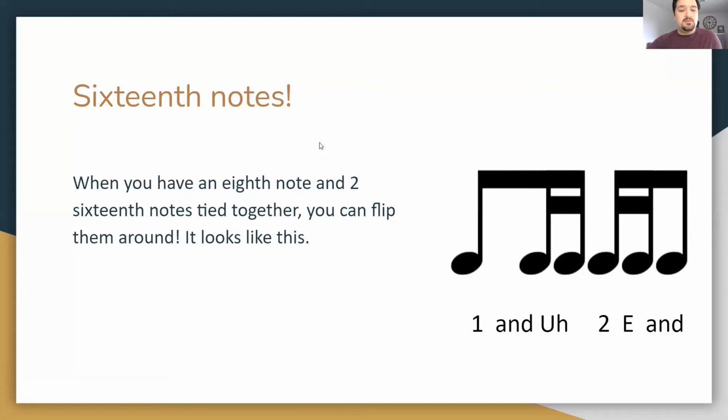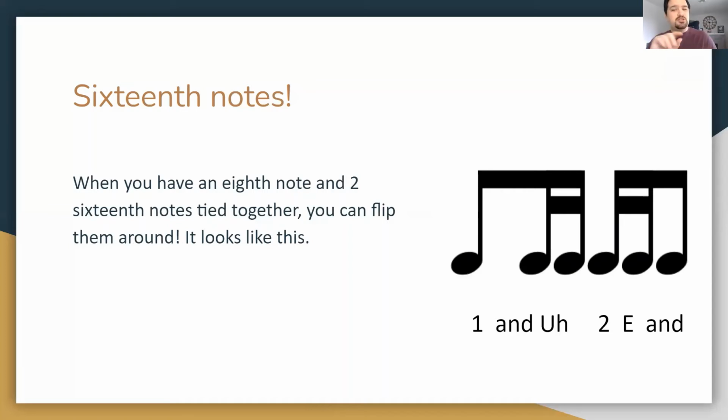When you have an eighth note and two 16th notes tied together, you can flip them around. So if we look at the first half of this picture, we see that we have 1 and a. It's just like we saw, but then they flip the order around. They have the 16th note first. So in this case, it would be like this: 2 e and. 1 and a 2 e and. So they just flip them back and forth. It's a little tricky at first, but the more you do it, the more it'll kind of fit together.